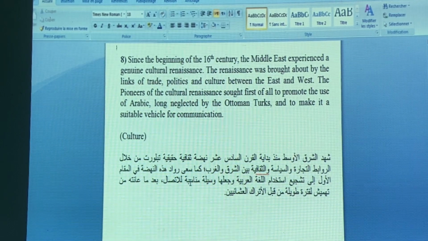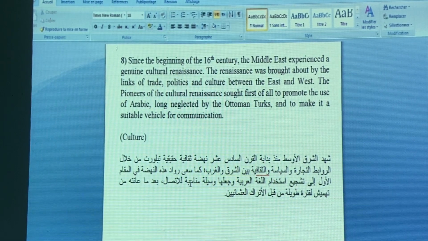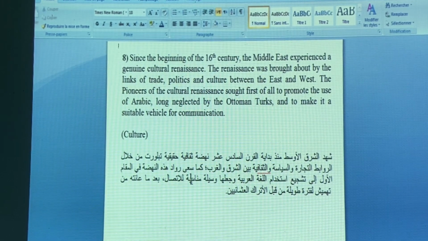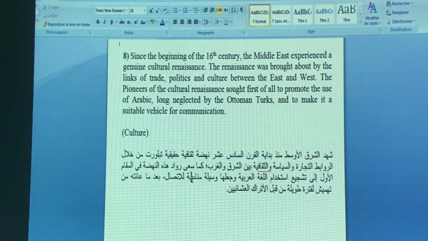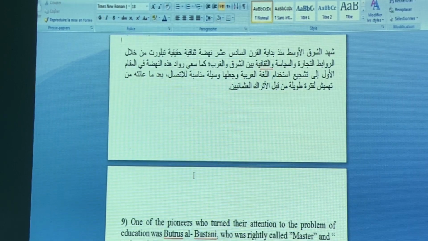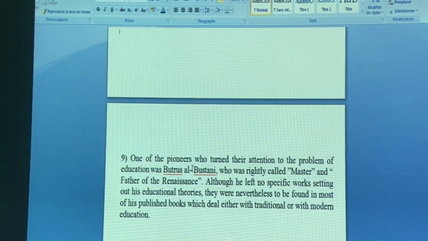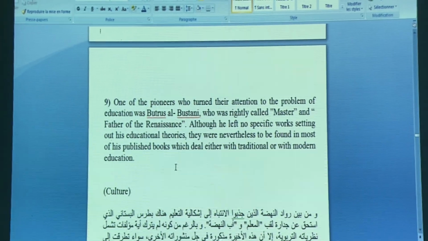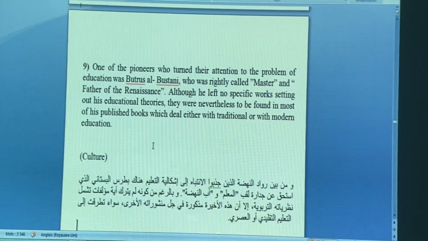We want to have a perfect Arabic. Not only translate word by word, but respect the meaning and have a very nice style in Arabic. This is our task in translation. The target language must be a nice one.